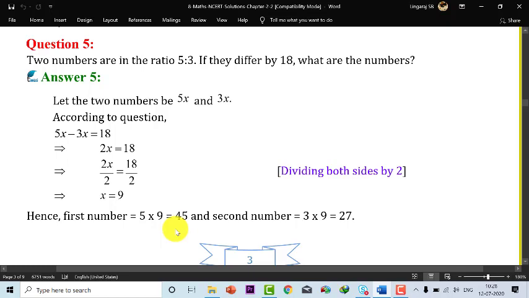So we have to find the x value. Divide both sides by 2. So 2x by 2 is equal to 18 by 2. The 2 gets cancelled, x remains, 18 by 2 becomes 9. So hence the first number is equal to 5 into 9. 5 nines are 45. And the second number is 3 into 9, which will be 27. The first number you got is 45 and the second number is 27, and their difference will be 18.